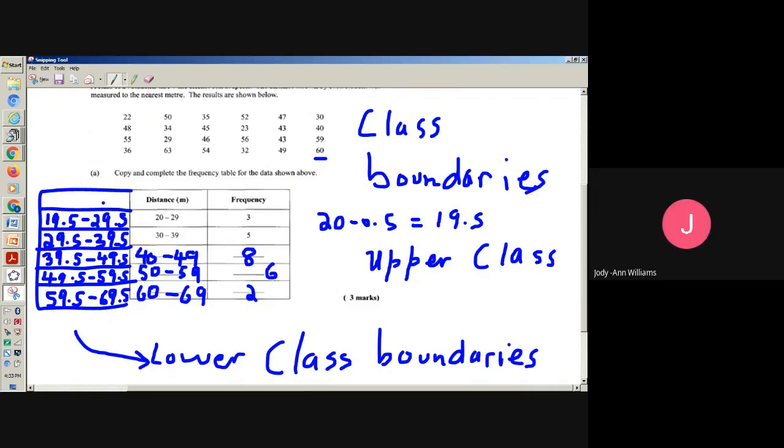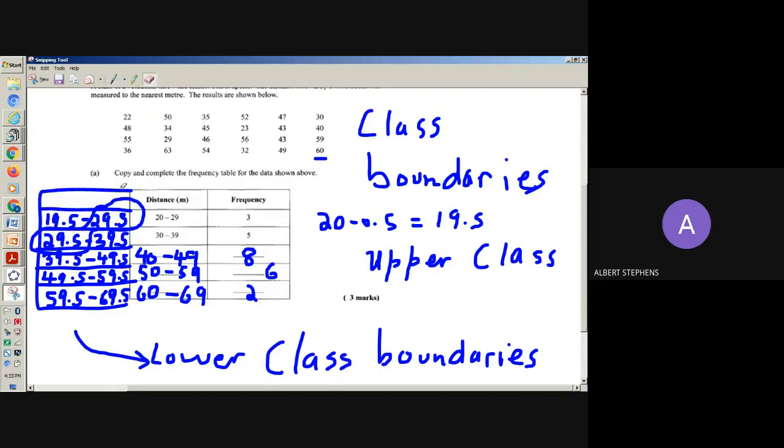Sir, with the class boundaries, they start at 19.5 and it ends at 29.5. Mm-hmm. So the ending point is the starting point for the next interval. Very good. In other words, look at the end one for this one and the first one for this one. They are the same thing, not true?